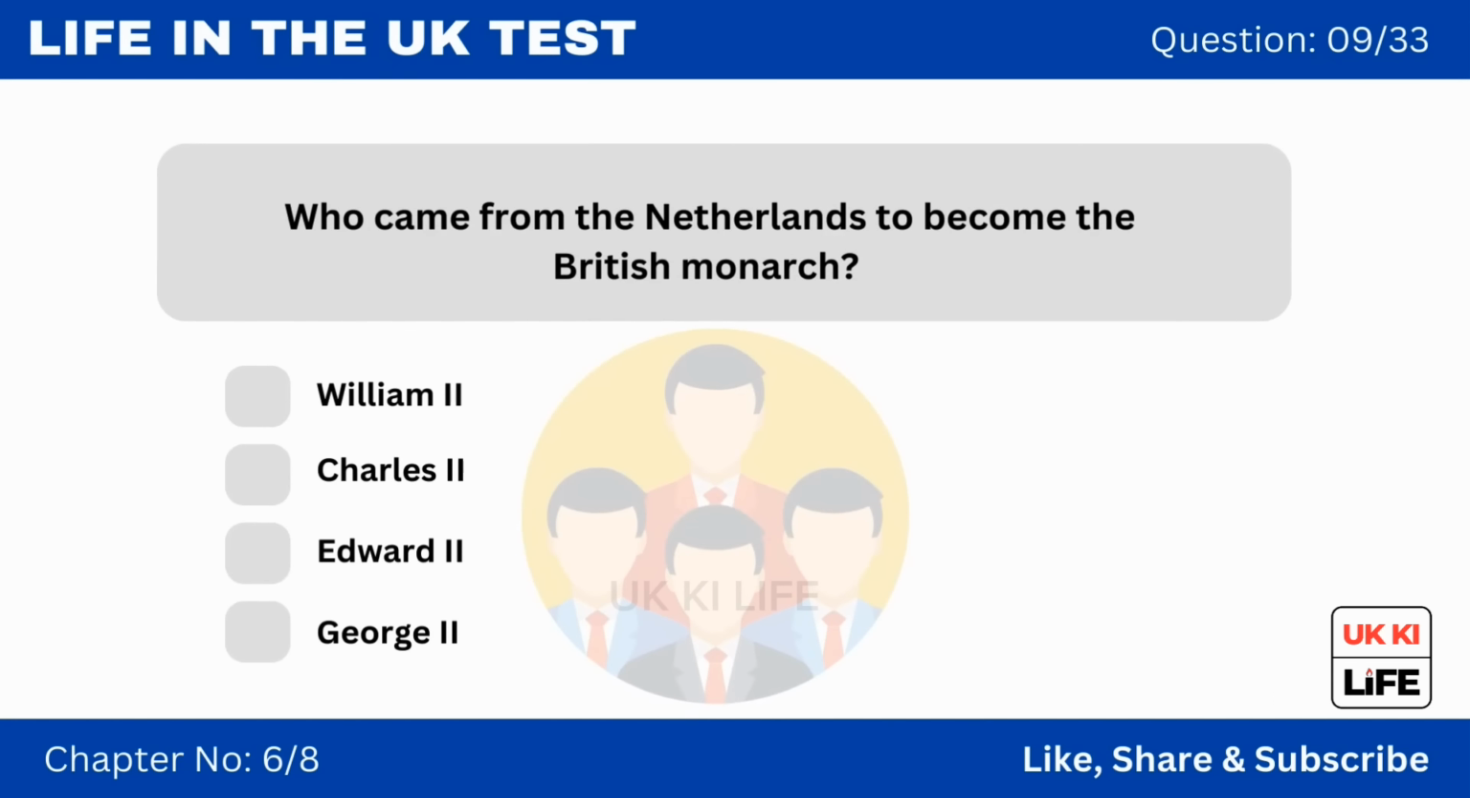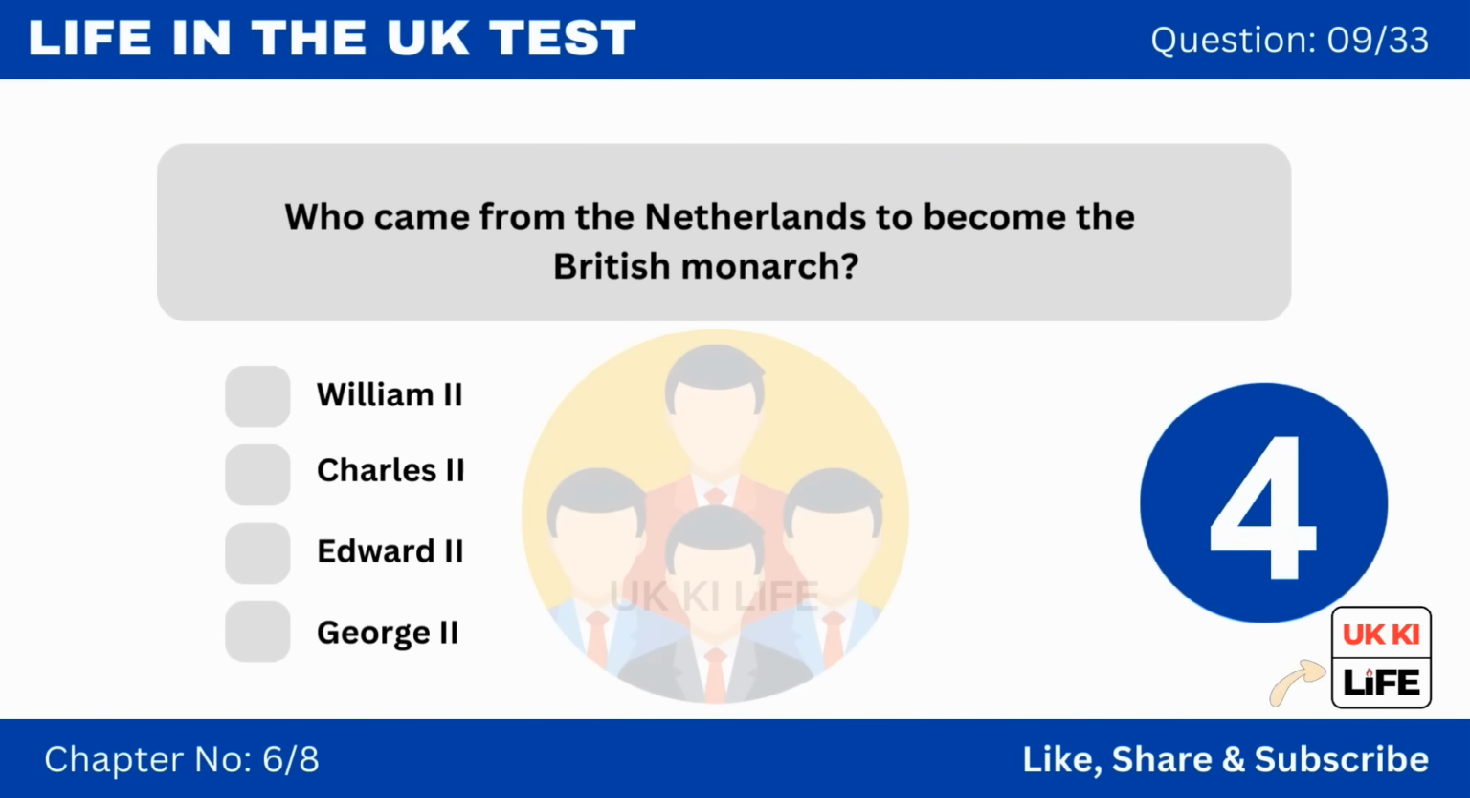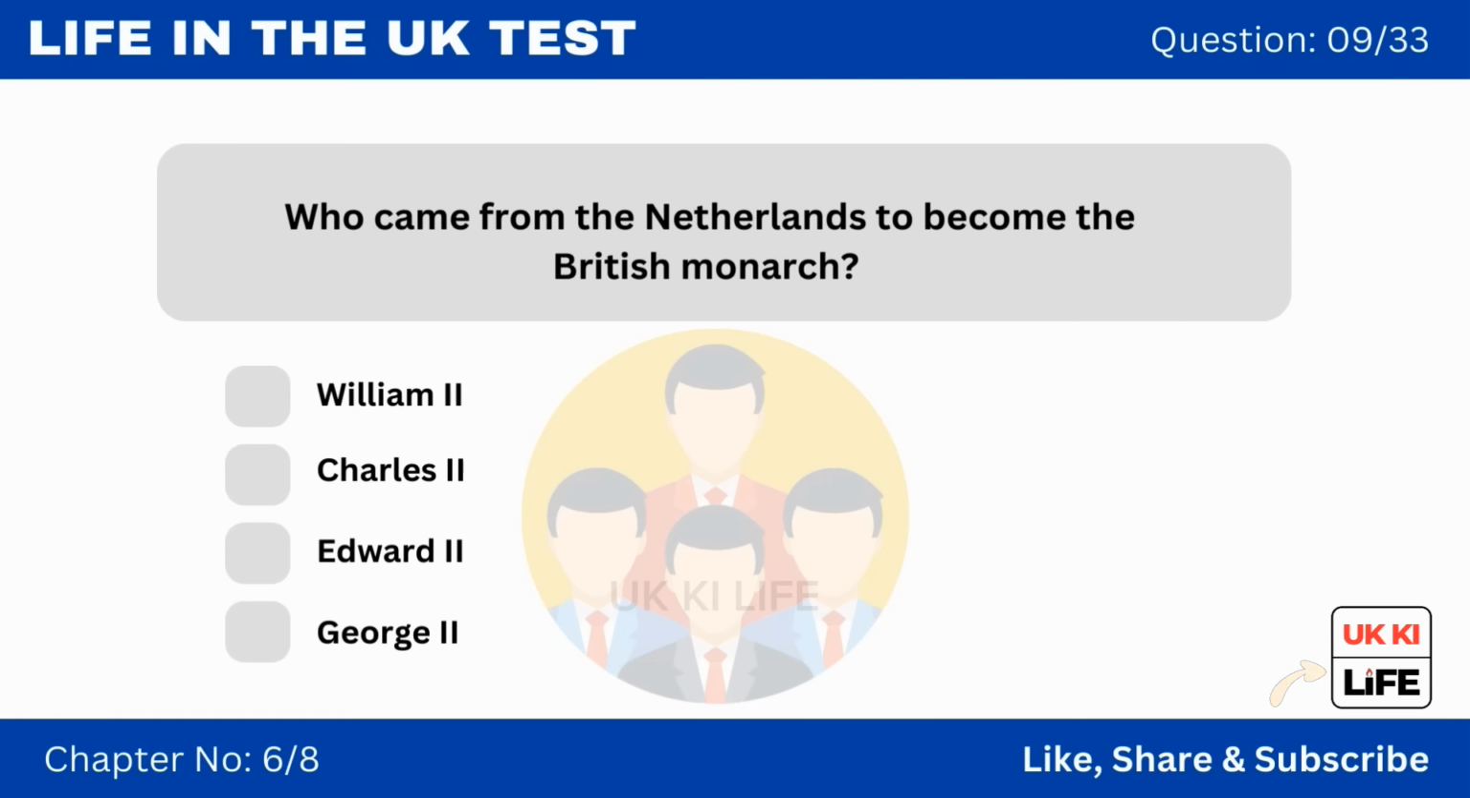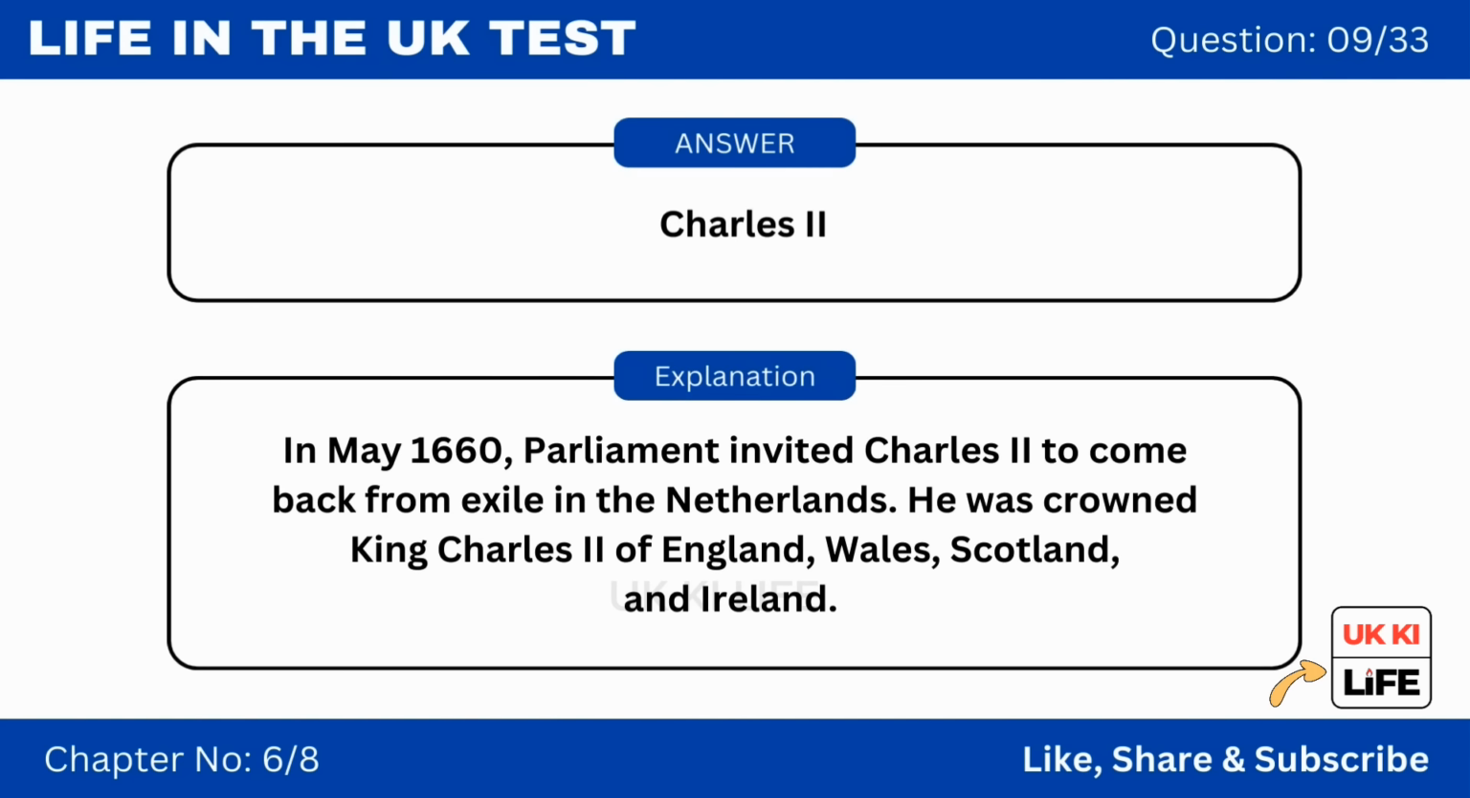Question 9. Who came from the Netherlands to become the British monarch? William II, Charles II, Edward II, George II. The correct option is B. Explanation. In May 1660, Parliament invited Charles II to come back from exile in the Netherlands. He was crowned King Charles II of England, Wales, Scotland, and Ireland.